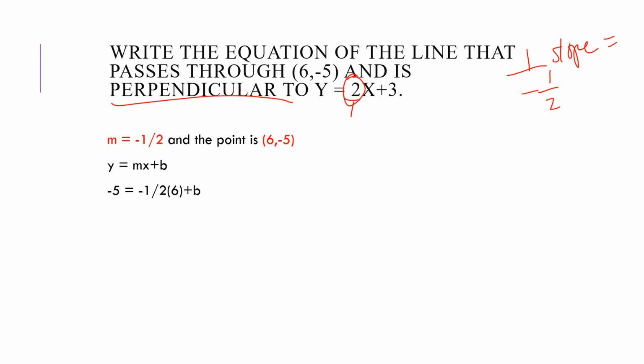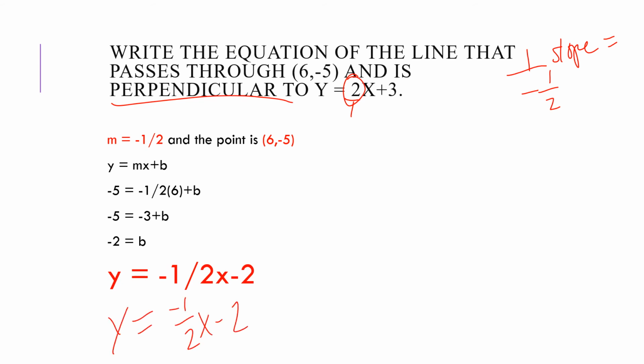So we're going to plug that into y equals mx plus b and solve for b. And we end up getting negative 2 for my b. Then you plug that back in to y equals mx plus b, so it should look like y equals negative 1/2 x minus 2.